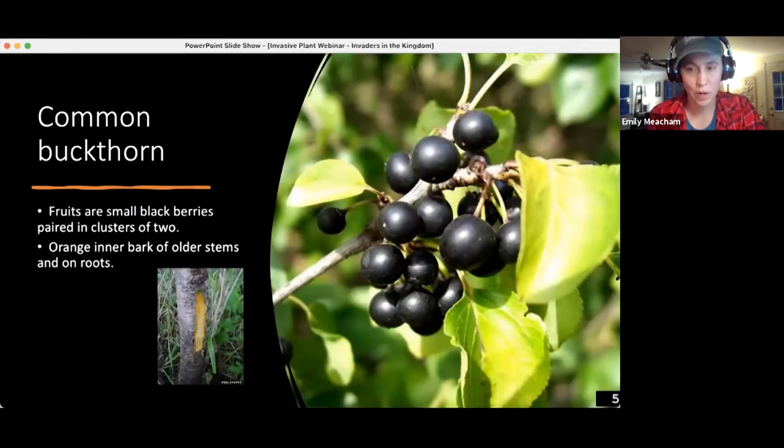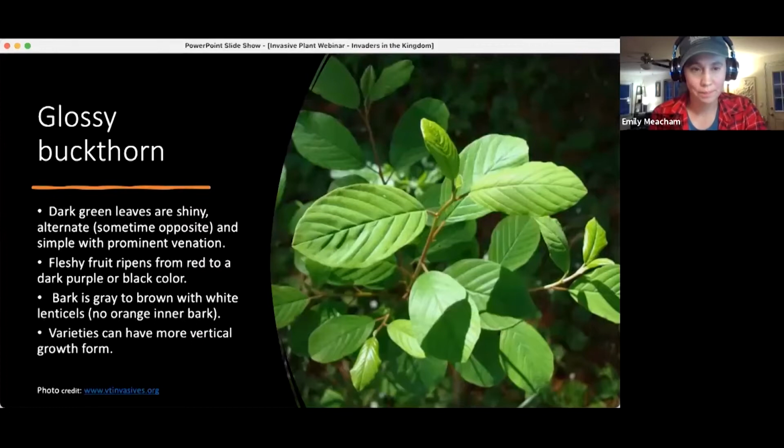It has these bright black berries when they're ripe. And interesting, in that smaller photo, the inner bark, so if you scrape lightly through that outer bark, is a bright orange inner bark when the stems are a little bit more mature. So not teensy tiny. All right, we'll move on to glossy buckthorn.